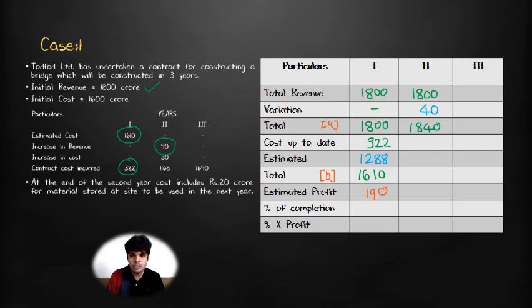What will be the cost up to the date? Now the cost up to the date is 1168 given here. So let me write 1168.